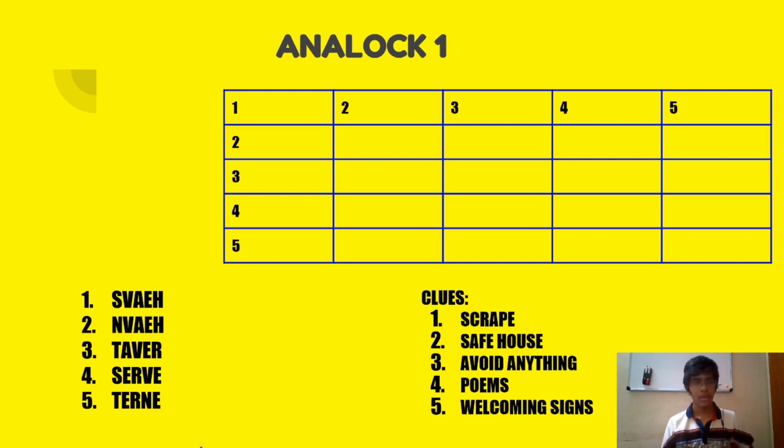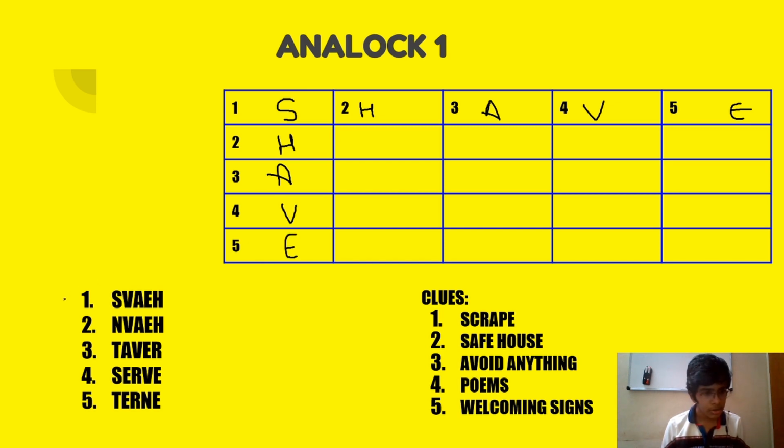So now let us look at number 1, which is sway, and the clue for it is scrape. So I think the answer would be shave. So S H A V and E. Now we have written it horizontally, we have to write it vertically as well. S H A V E. So the first part is over.